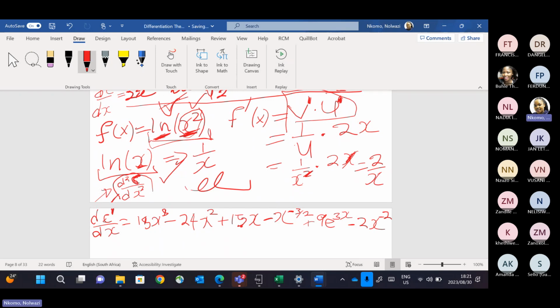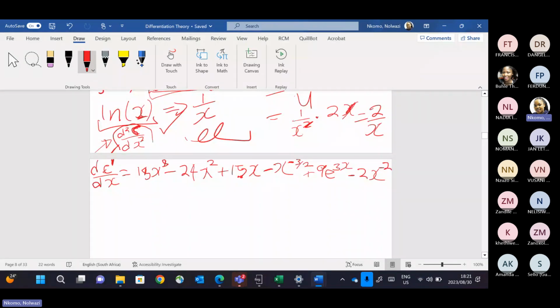Okay, did we find the same thing for the second derivative? Did you get the same thing for this function? Yes, okay, yes, we did. Thank you. Then the next step is to differentiate this function to get the third derivative.